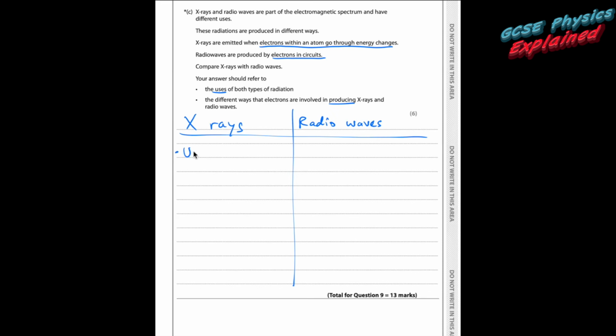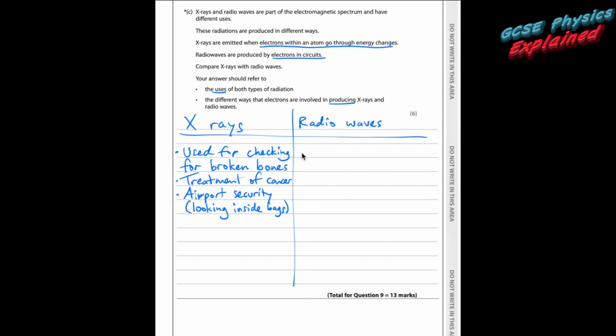So X-rays used for checking for broken bones. You could say treatment of cancer, airport security, looking inside bags. Right, radio waves used for broadcasting radio, broadcasting TV, just generally communications.